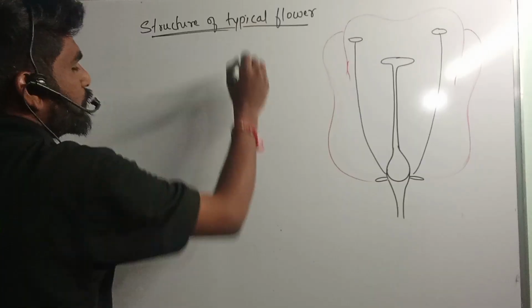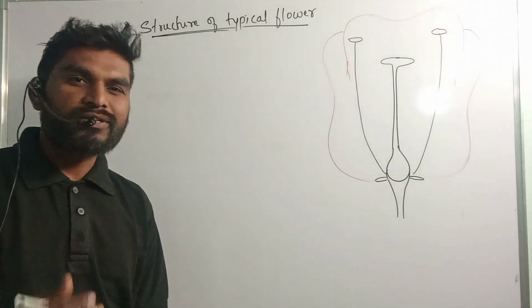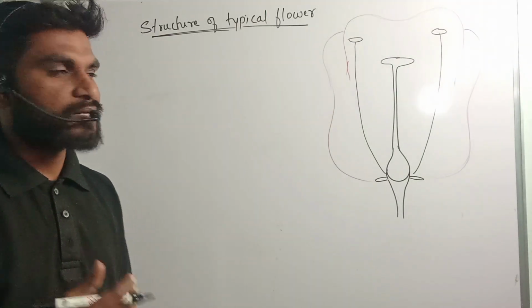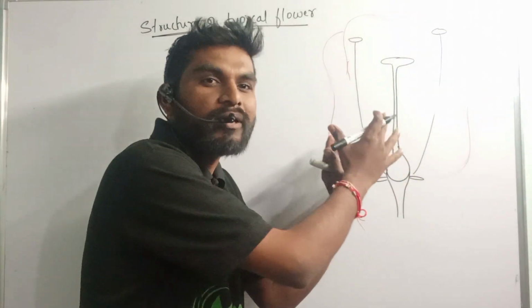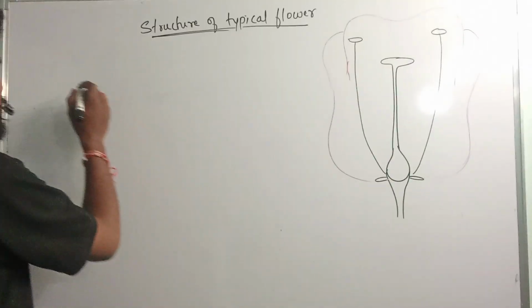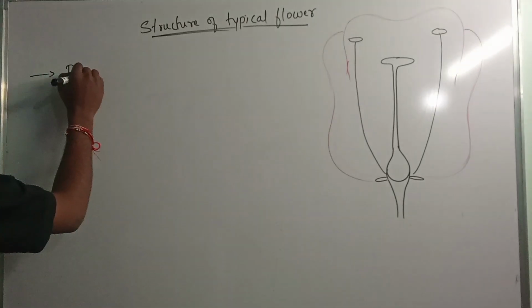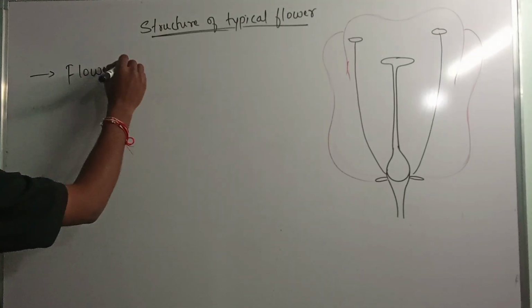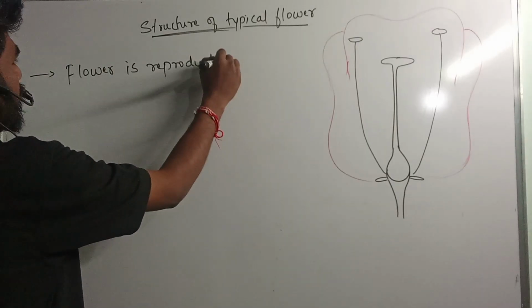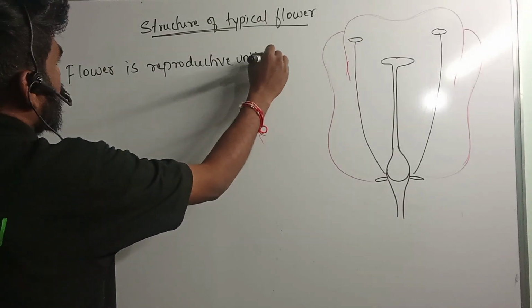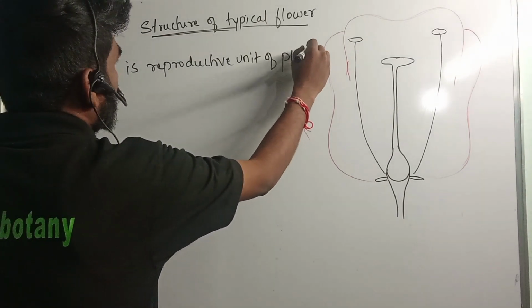First we need to understand what is a flower. A flower is a reproductive unit of plants. What is a flower? This is simply a reproductive unit of angiospermic plants.